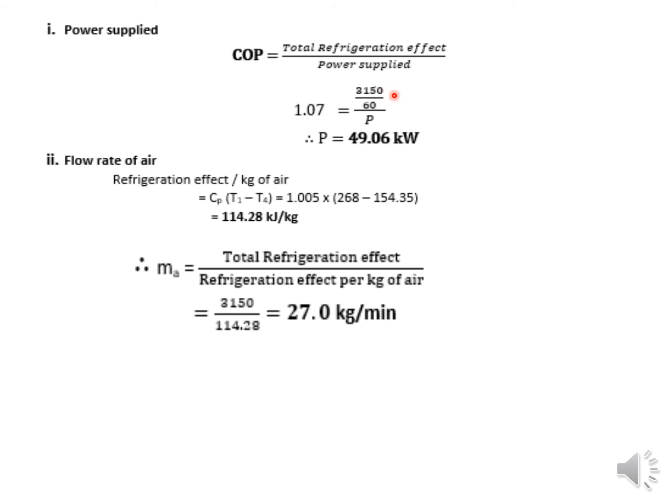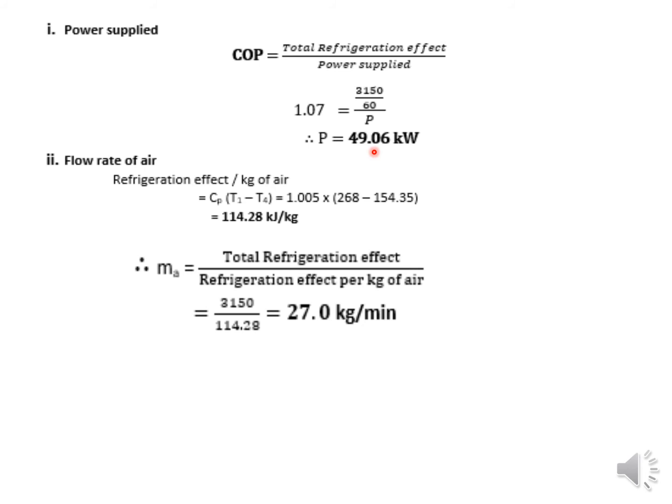15 into 210 he has done, and 3150 kilojoules per minute we have got as the refrigeration effect. Divided by 60, you will get it in kilowatt. Since this term is in kilowatt, this term also will be obtained in kilowatt. So this is known, only unknown is P. We can find out P is equal to 49.06 kilowatt. So all of you go on noting down the formulas.